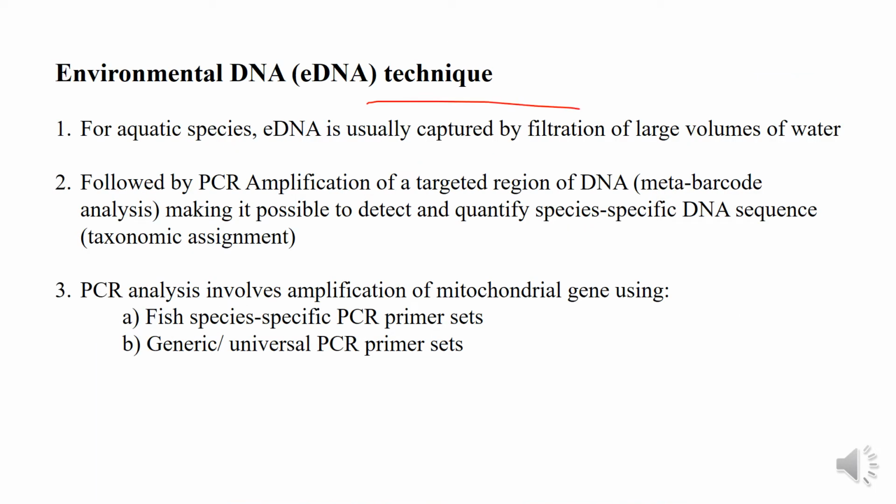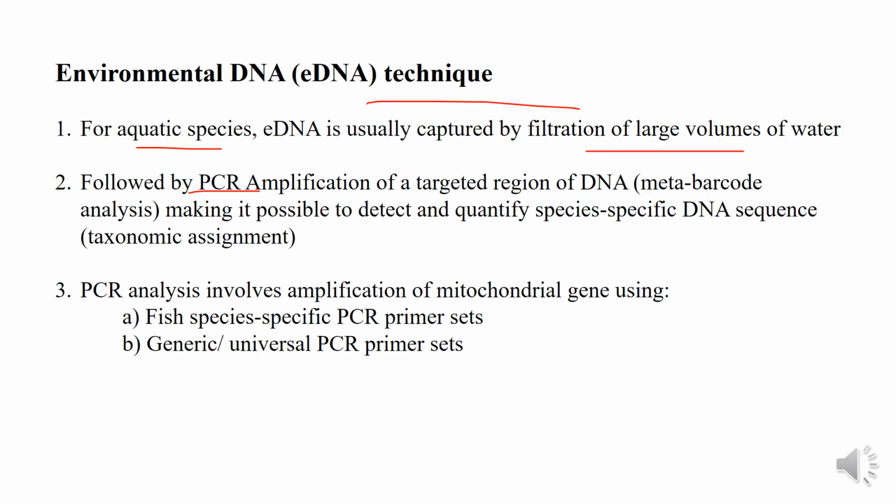Then the technique. It's very important how we can estimate the DNA from the environmental sample. So for aquatic species, as an example, eDNA is basically captured by filtering a large volume of water. Why a large volume of water, I will explain later. After taking the samples, you have to concentrate them, and after the concentration you have to do PCR. PCR means polymerase chain reaction, and it basically amplifies the DNA.